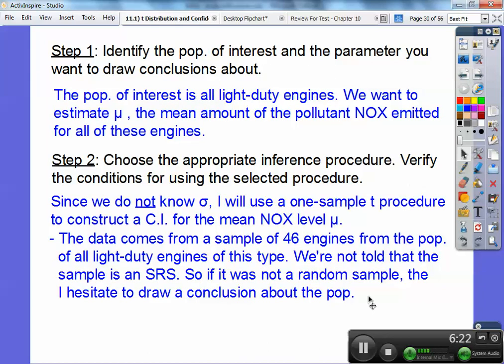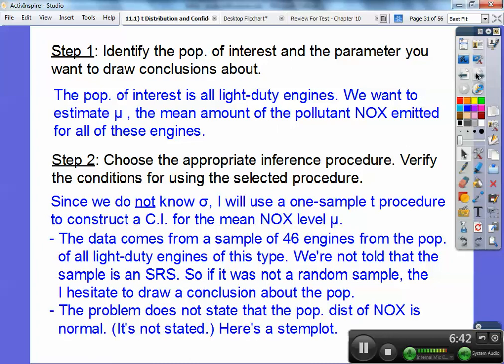Okay, and then the data comes from a sample of 46 engines from the population of all light-duty engines of this type. But we're not told that the sample is a simple random sample. So if it was not a random sample, then you're going to hesitate to draw conclusions. So you're going to proceed with caution. Also, the problem does not state that the population distribution of NOx is normal. It's just not stated there.